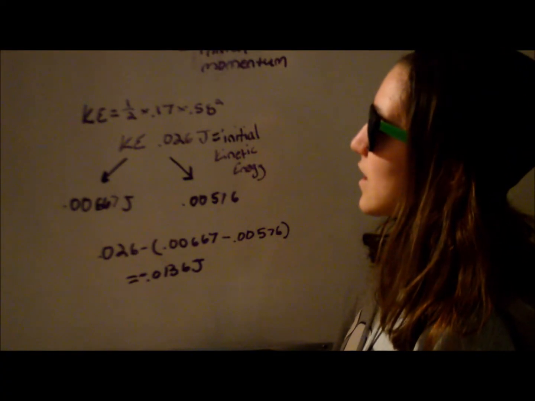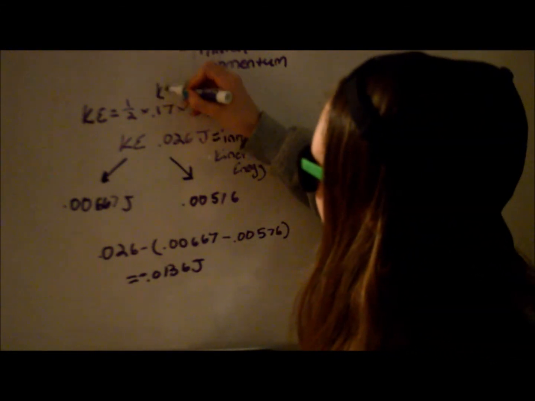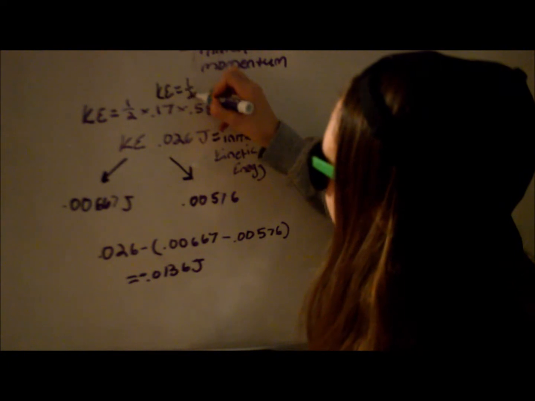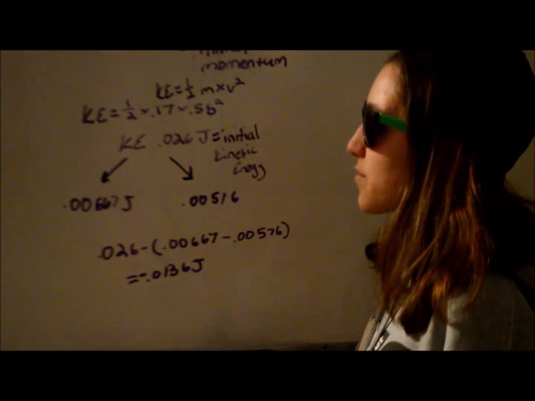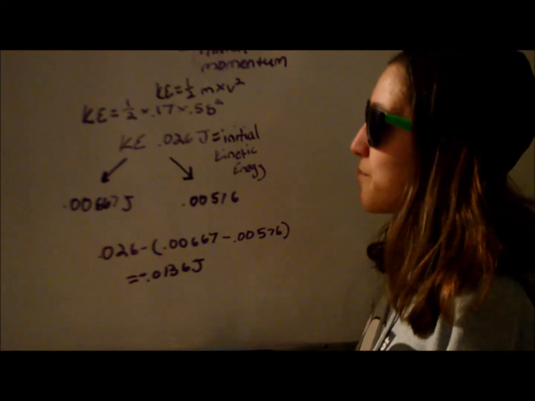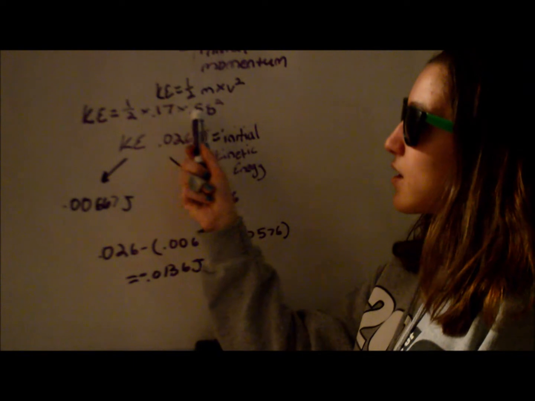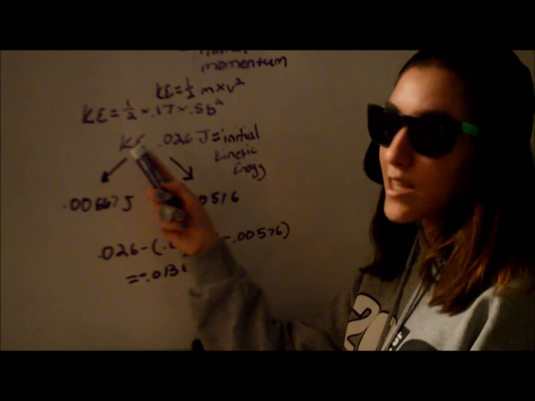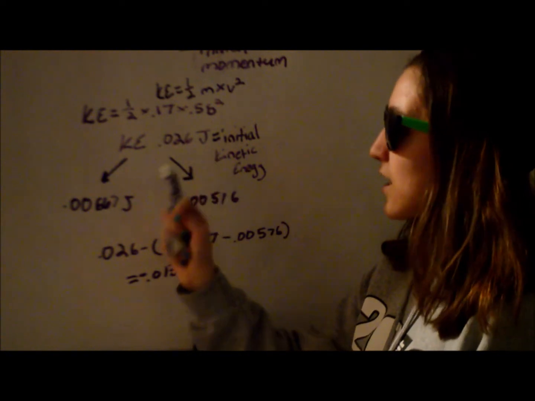The equation for kinetic energy is KE equals 1/2 mass times velocity squared. We can plug in the mass of the original ball and the original velocity of the ball to find the original kinetic energy in this system, which is 0.026 joules, the initial kinetic energy.